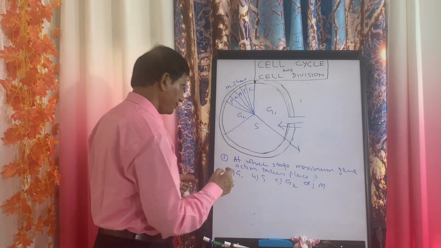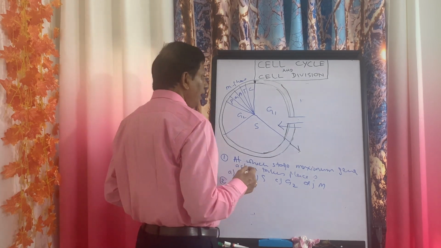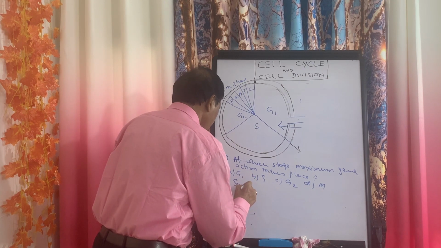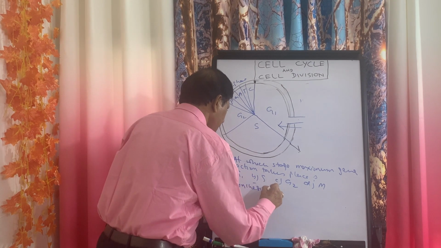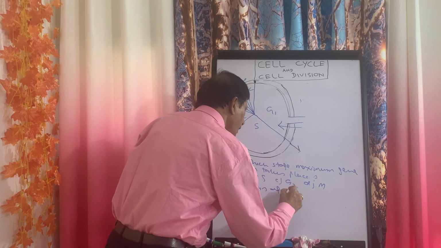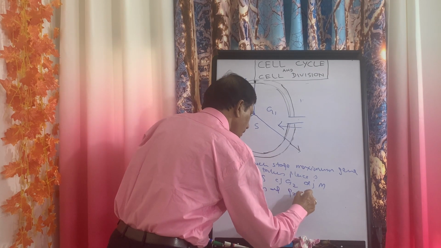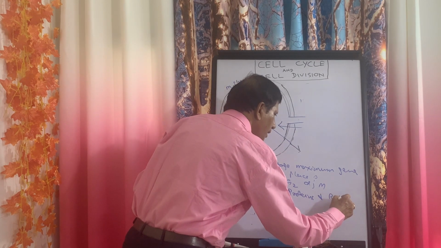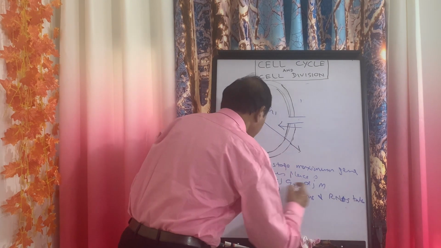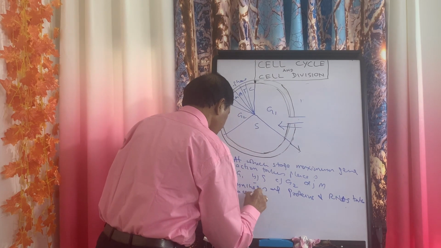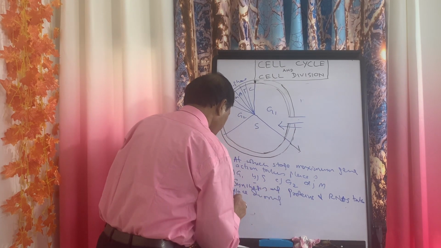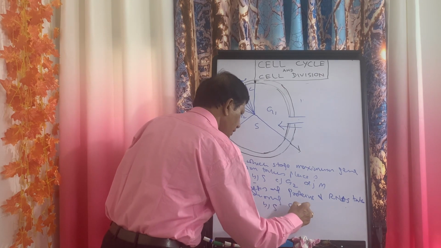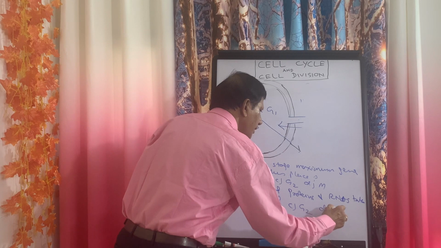Number 2, synthesis of proteins and RNAs takes place during A choice G1, B choice S, C choice G2 and D choice M phase.